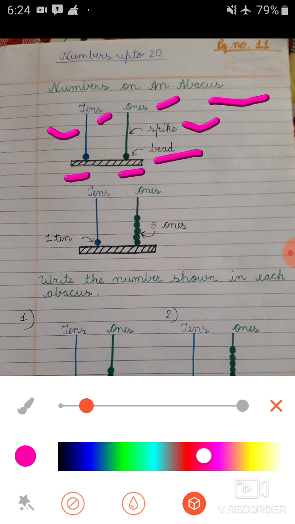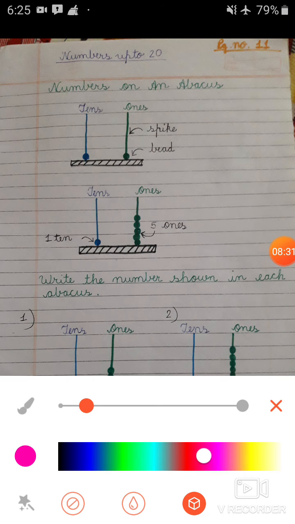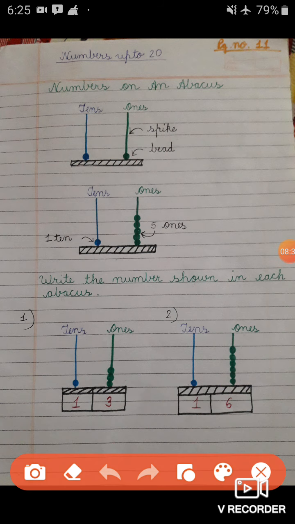Similarly, in the next, look here, in the tens spike you can see there is 1 ten, it means 10, and in the ones place there are 5 beads, it means 5 ones. So when we add 10 with 5 we get the number 15. So this abacus shows the number 15. Now let's come to the next one.